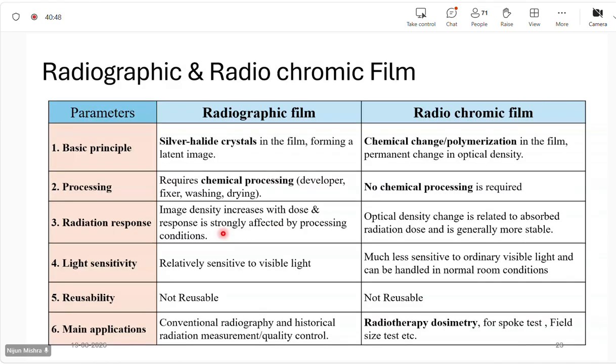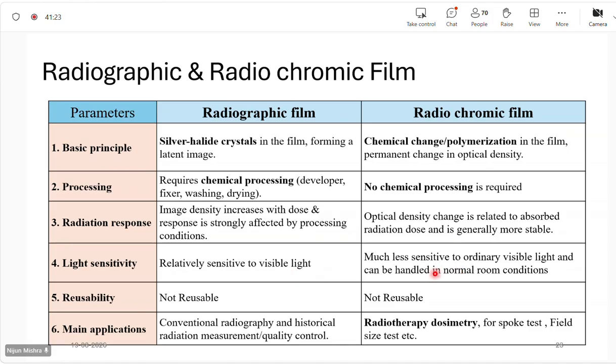Meaning, we need to use developer solution, then fixer solution, then washer solution in order to get the image. So during that processing, the radiation response can vary for that film. With radiochromic film, the optical density change is related to absorbed radiation dose and is generally more stable as compared to radiographic film. Light sensitivity: yes, this is sensitive to visible light.